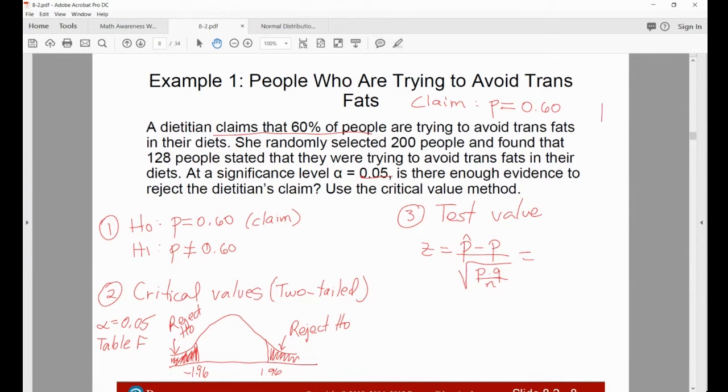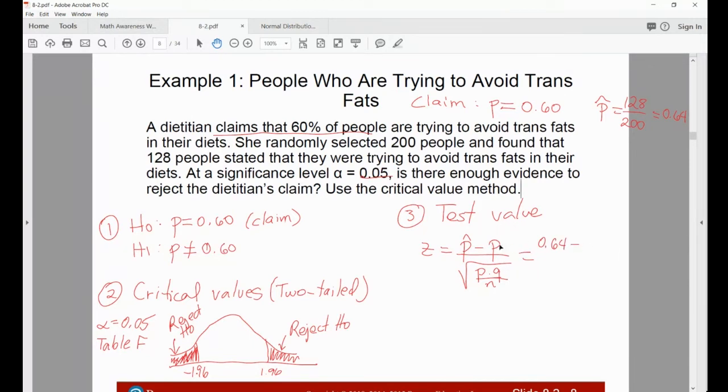So what's the value of p hat? Now we use the information in the sample because p hat is the sample proportion. It will be x over n, 128 over 200. So the sample proportion is 128 over 200. That's the proportion of people in the sample trying to avoid trans fats in their diets. So in decimals, this is 0.64. So the first value to be evaluated here is 0.64.